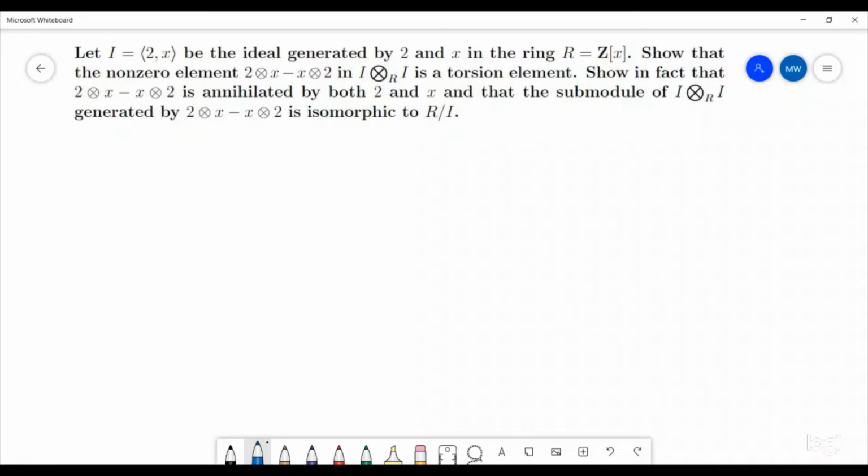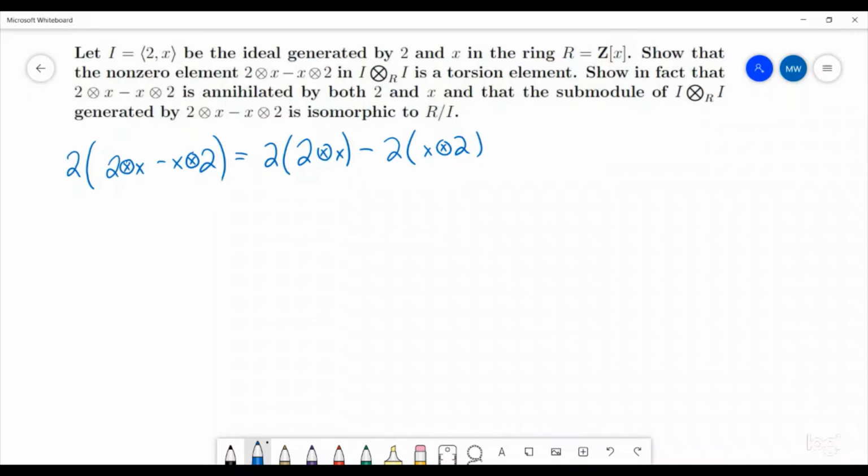So, to get started, let's look at what is 2 times 2 tensor x minus x tensor 2. Well, we can distribute this through. So this is 2 times 2 tensor x minus 2 times x tensor 2. And now we're going to go through and show what these are equal to. Well, we can move this 2 onto the x term. We're going to move this 2 onto this x term here. So this is equal to 2 tensor 2x minus 2x tensor 2.